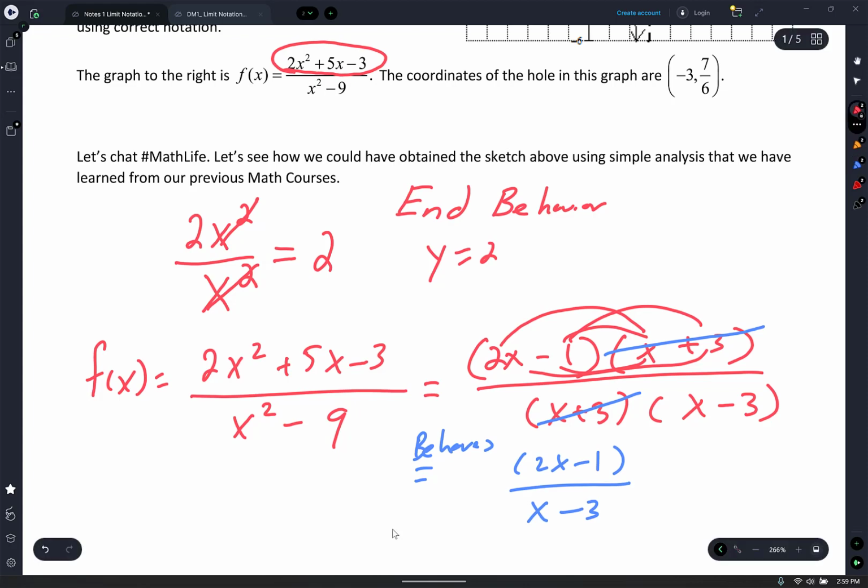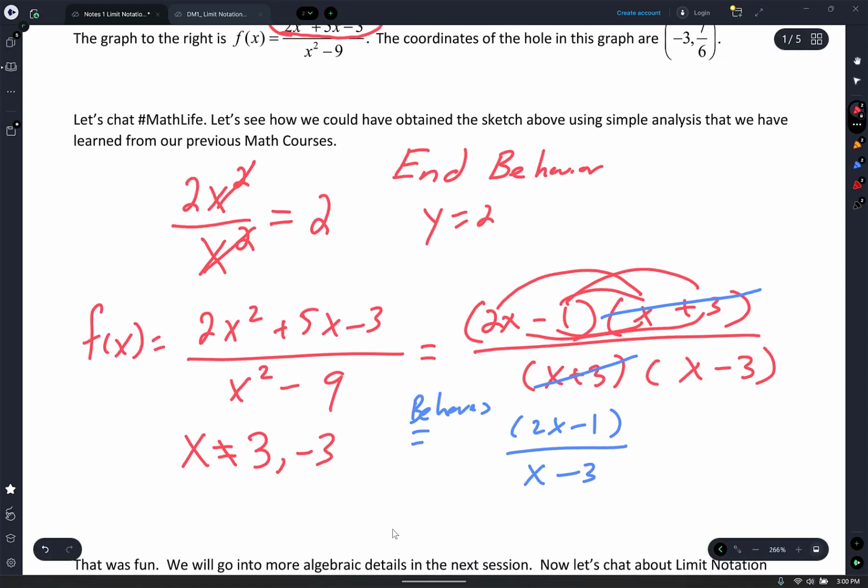Now, remember your domain. Okay, I'll slow down. Wherever the denominator is 0, this function does not exist. Does that make sense to you guys? Because you can't divide by 0. So for this x squared minus 9, x cannot equal positive 3 and negative 3. Negative 3 squared is 9, 9 minus 9 is 0. And 3 squared is 9, 9 minus 9 is 0. Does that make sense? Hopefully you remember. If you don't, that's okay.